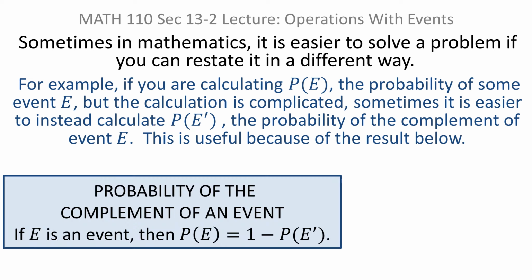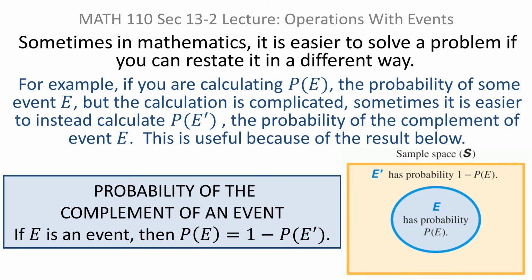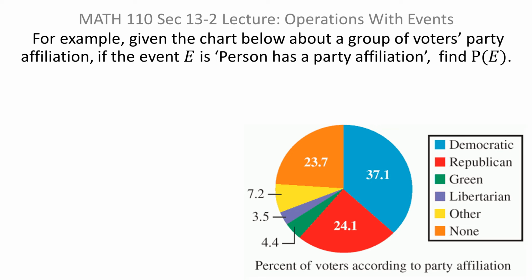And if you think about it that way, that the probability of an event is 1 minus the probability of its complement, the probability that an event occurs is 1 minus the probability that it doesn't occur, then sometimes a problem that looks relatively complicated is much easier to solve. If you want to look at that graphically, if you think of the probability of an event E as being contained in the interior of that circle, then the probability that it doesn't occur is the rest of the sample space, which is represented by the rectangle. Let's take an example of that.